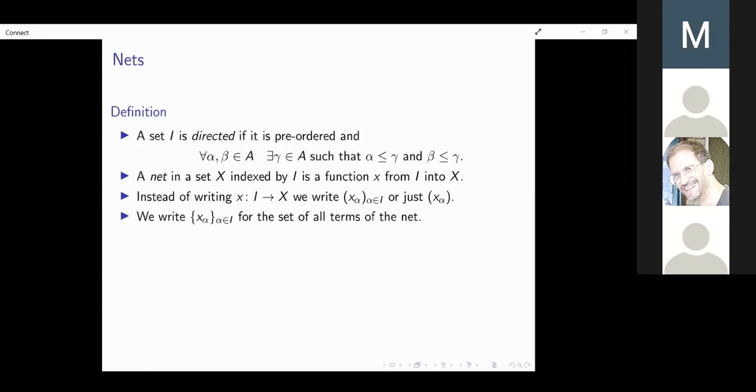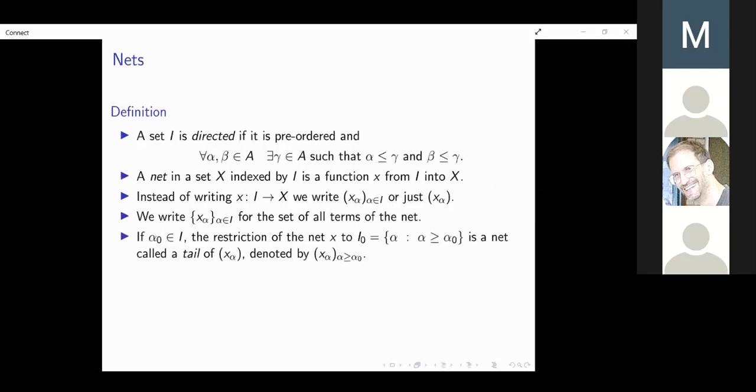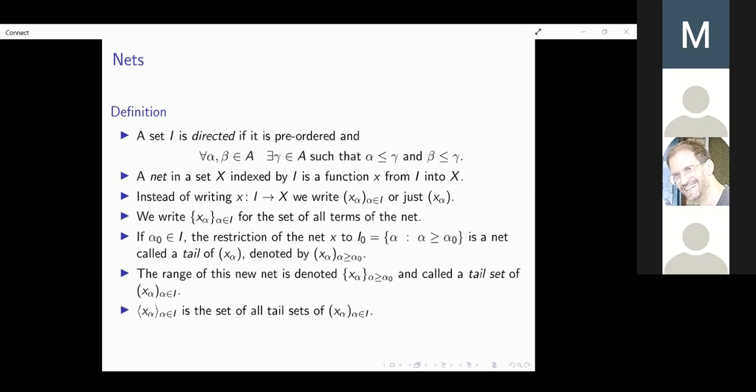We denote the set of all terms in the net as such, and for all alpha 0 in I, we look at the net indexed by alpha bigger or equal to alpha 0, and we call this a tail of the original net. The range of this new net is called a tail set of the net, and we denote by x alpha in triangular brackets the set of all tail sets of the net. So just some notation.